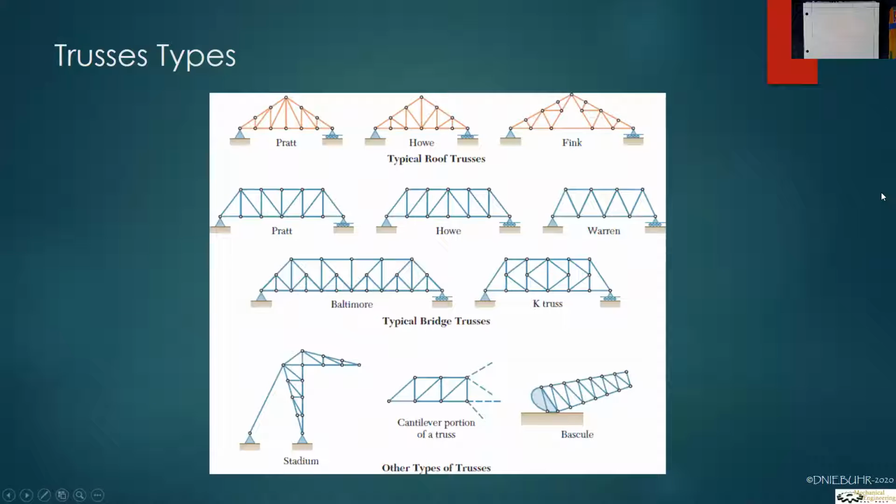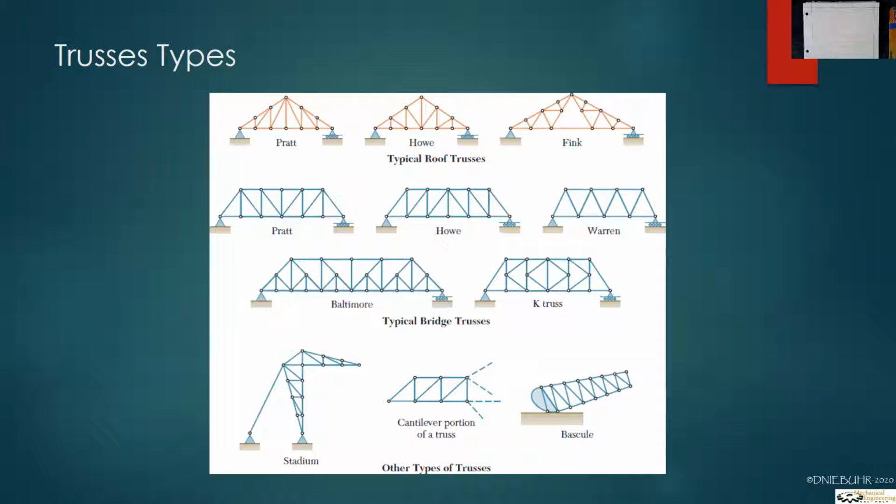Here are a few types of trusses that were listed in your book. And so each of these can be solved using the same methods that I'll show you. It's just a matter of how complex they get and how many different steps you have to go through. But of course, the method's the same in all of these trusses. They're all two force members.